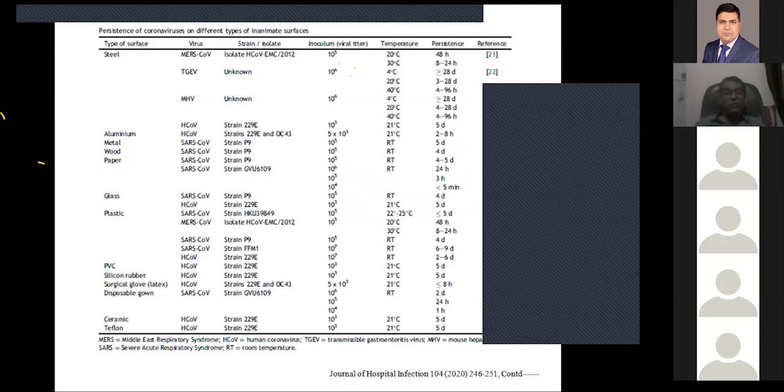We nowadays are using cutlery sets and kitchenware. We take food in steel plates. We drink water in steel glasses. See, steel has persistence of virus up to 48 hours. And moreover, some steels are prone to virus for 8 to 24 hours, or 28 days, or 3 to 48 days, or see here 28 days, some 96 hours.